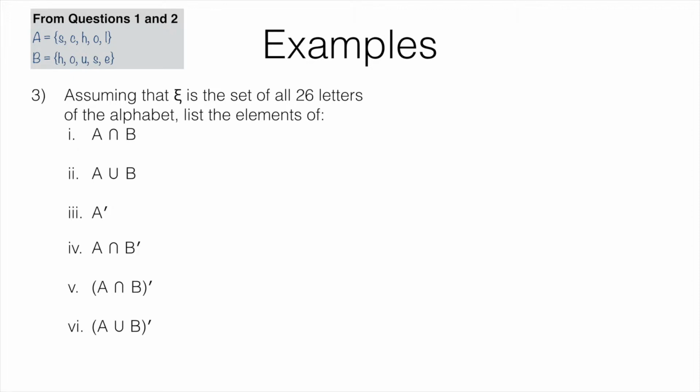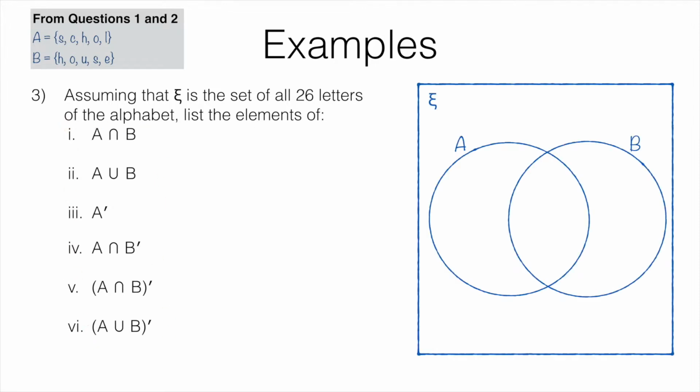Now, before answering these questions, it would help to draw a Venn diagram. The Venn diagram we need to draw should look something like this to start with. This circle is going to contain all of the elements of set A. This circle is going to contain all of the elements of set B. And then I've got a big box around the outside to contain all the other elements in the universal set that are not already in A or B or in both at the same time.